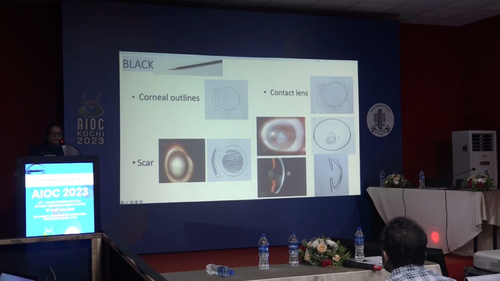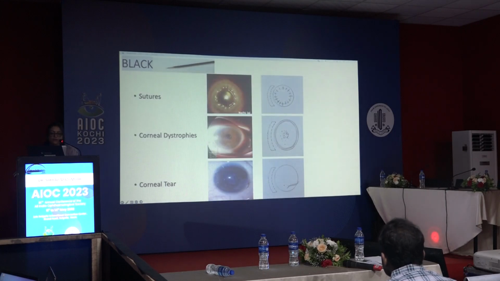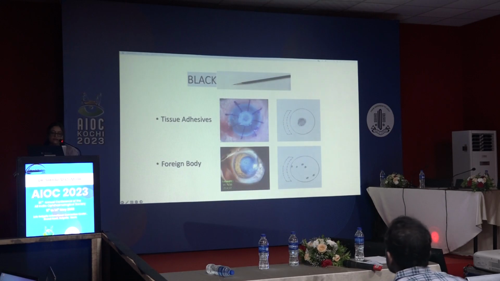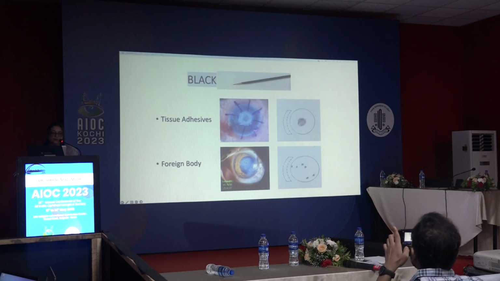Like this is the leukomatous grade corneal opacity. So we have used darker shades. And in the nebular to macular grade corneal opacity, we are using lighter shades. And even in the slit view, you should also show the depth of corneal opacity, and if there is any thinning, you should also draw it. Now with black, we also show sutures, corneal dystrophies, and corneal tears, and lastly tissue adhesives and foreign bodies. So these things we show with black colors.